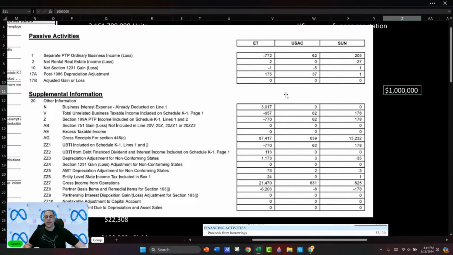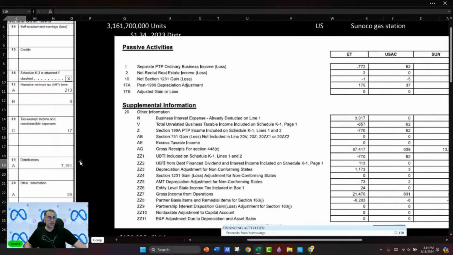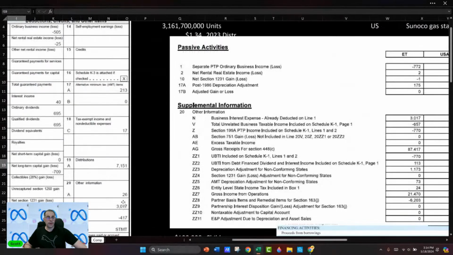So this is just a breakdown by entity. So this is my personal part of the business. Even though business interest expense, that's my interest expense. Oh, right. It's right here in 3,000 and other.